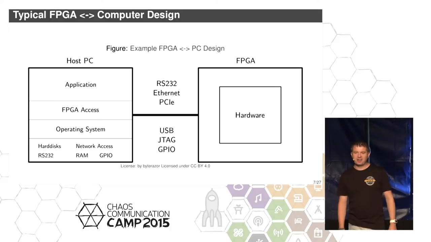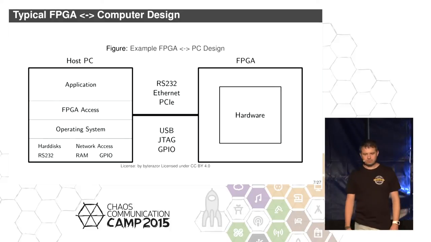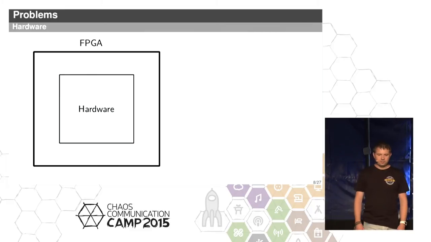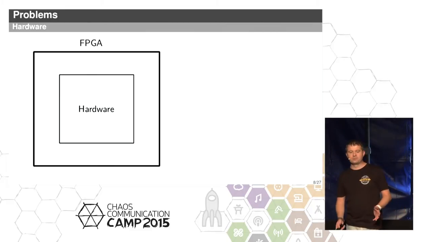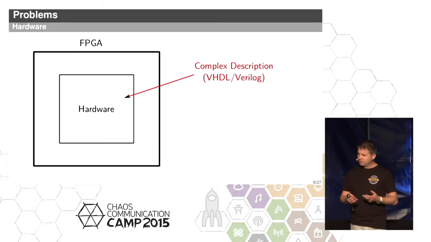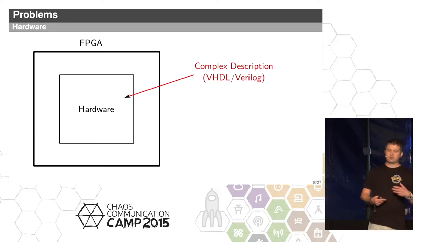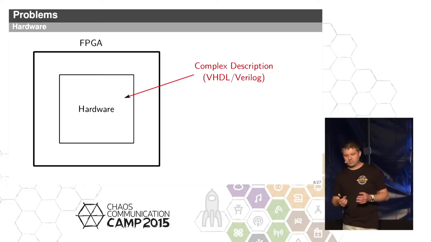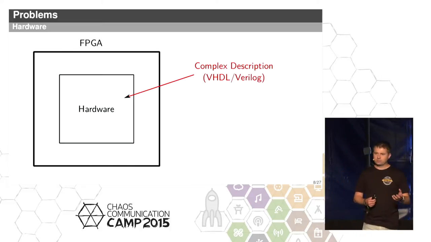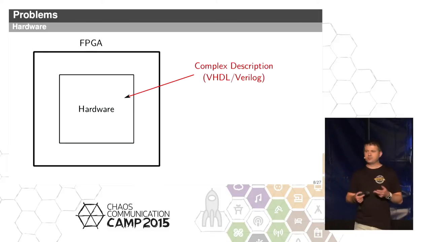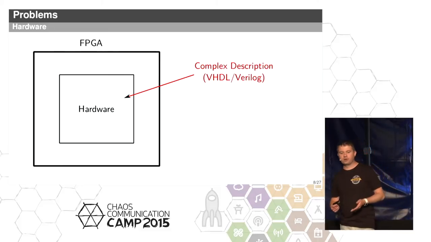There are more than I put on the slides here. And in this design, you have different problems. For example, you have problems with the hardware. You always have a very complex description of the hardware. You have to know something about VHDL or Verilog. In the conversation I had with Tim, he mentioned that there are also some languages where you can write your hardware in Python, and the Python code is then converted to Verilog or VHDL.